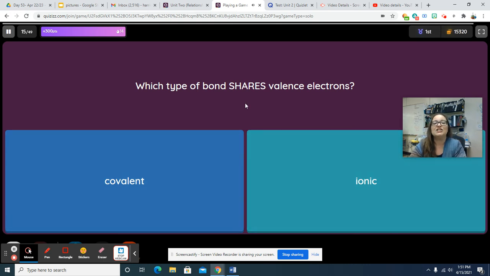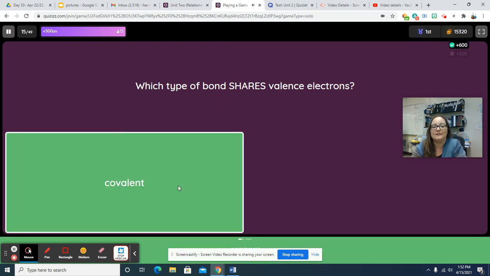Which type of bond shares valence electrons? So ionic, transfer, covalent, share. Cooperate means to share the operations. Covalent means to share the valence electrons. Covalent.